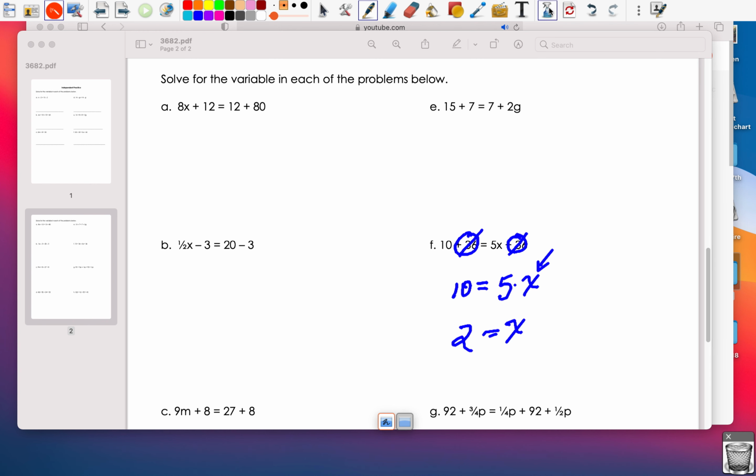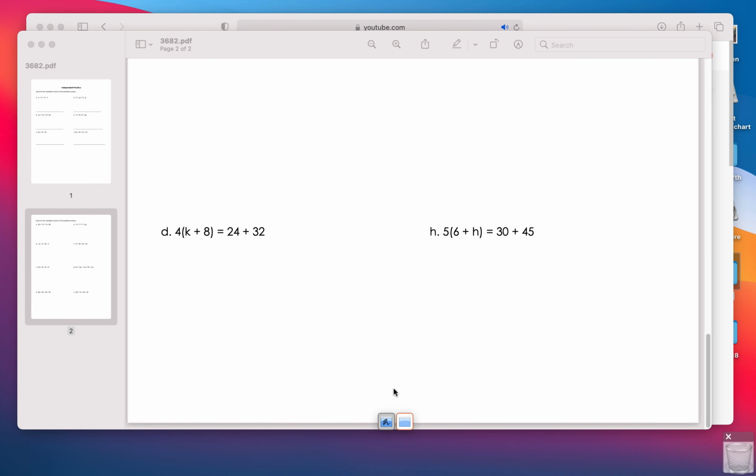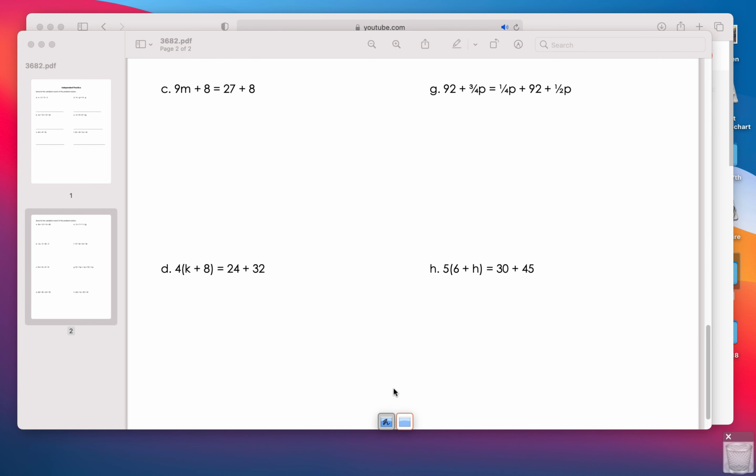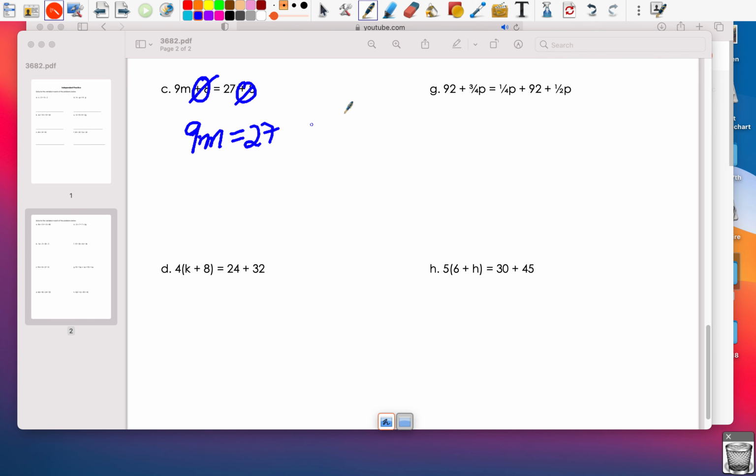Let's scroll down, bottom of, we have 4 more. Okay. So we have now this one, the 8 can go away. So we have 9m equals 27. So 9 times what number is 27? We know it's 3, but in your calculator you can do 27 divided by 9. And what does that give me? 3. So m equals 3.